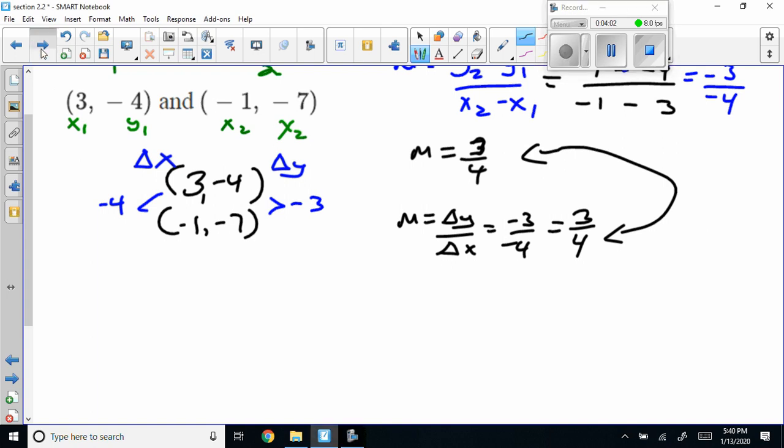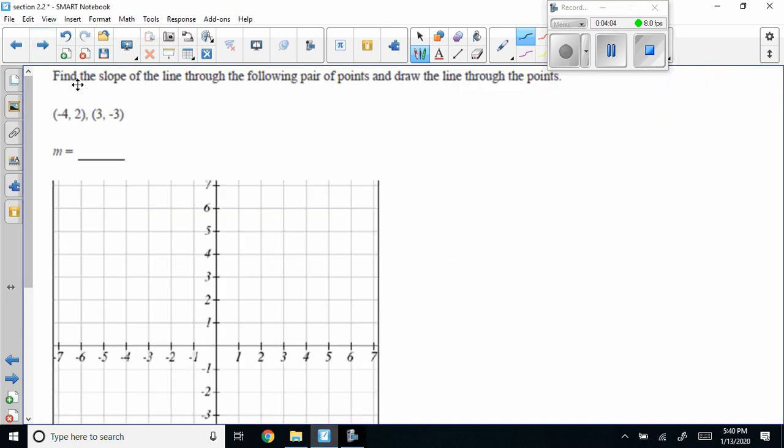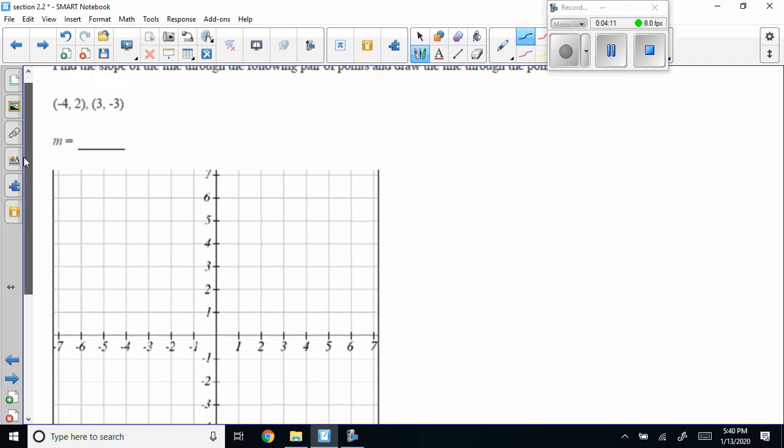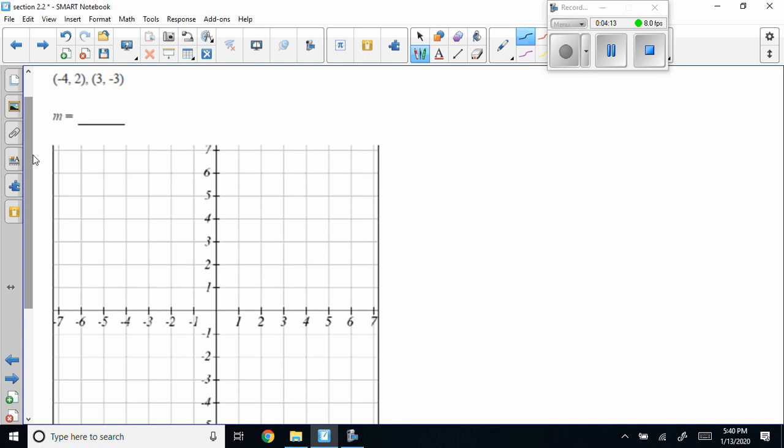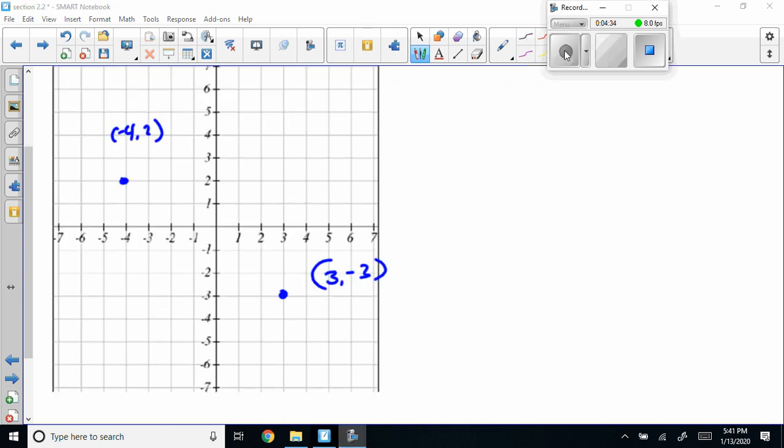Okay. So let's look at this. Find the slope of the line through the following pair of points and draw the line through the points. Well, the first thing you need to do is what? You better do what with these 2 points? So you need to plot them, right? So go plot them. Take about 15, 20 seconds, go plot them, and see if you can find slope based off what you plotted. Okay? So we'll give you a little bit of time.